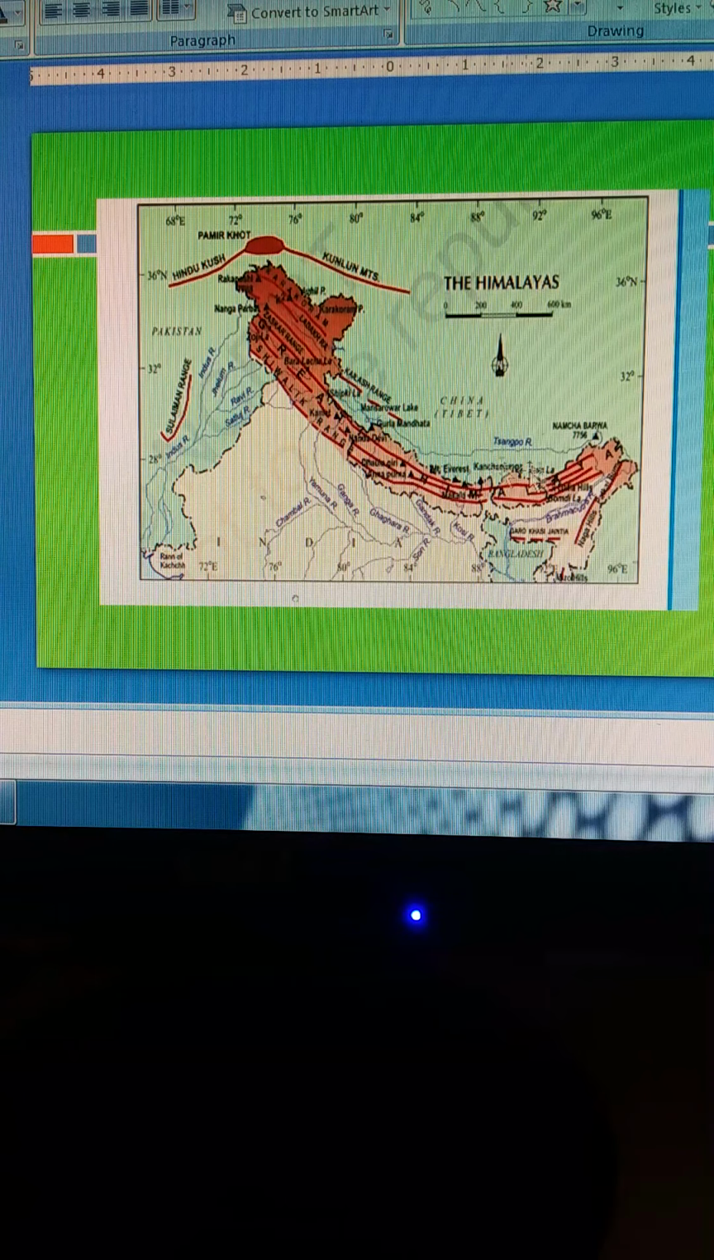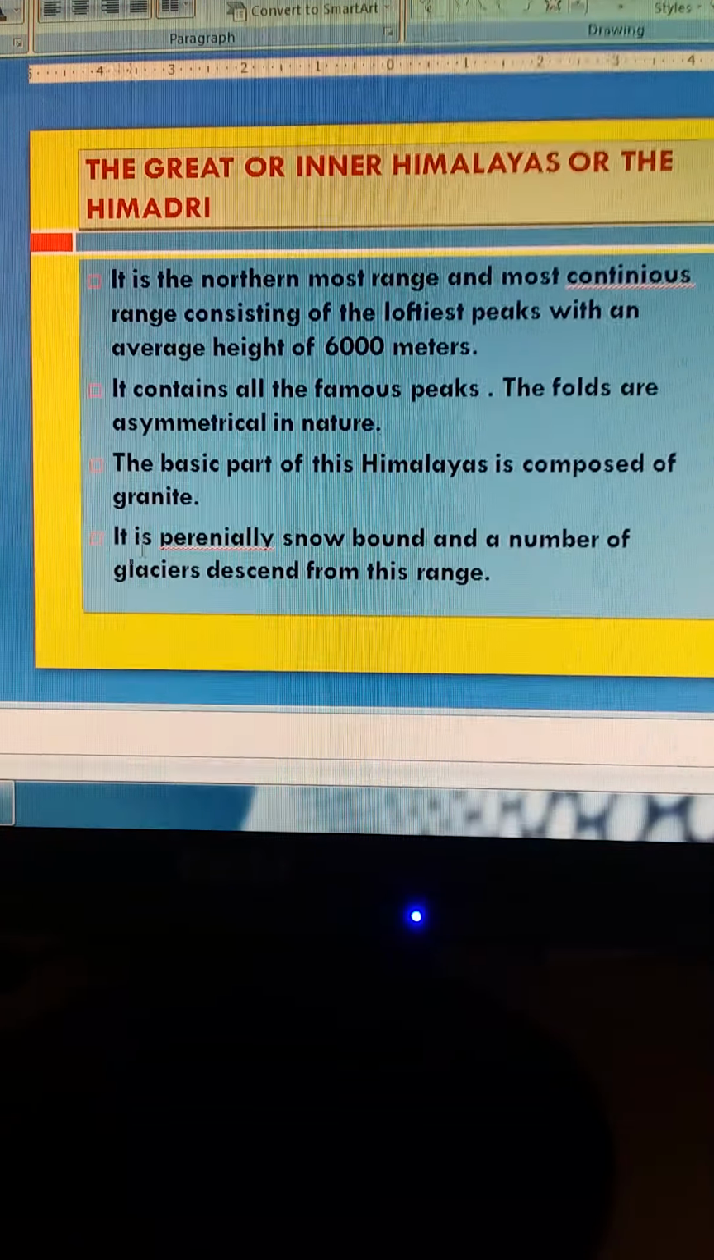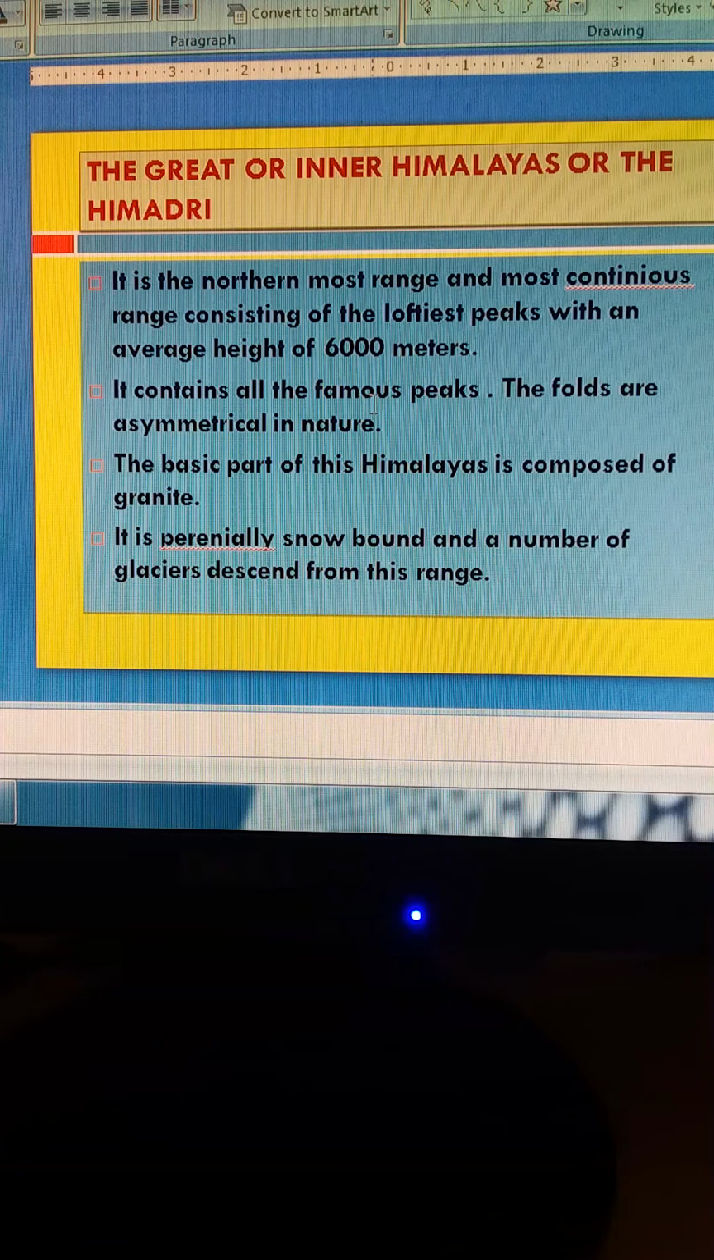See, this is the picture. Once again, I have taken only the northwest part, to show how these Himalayan ranges are seen. The brown color shows the ranges. Let us see how the ranges are placed. Number 1, the great or inner Himalayas, the Himadri.